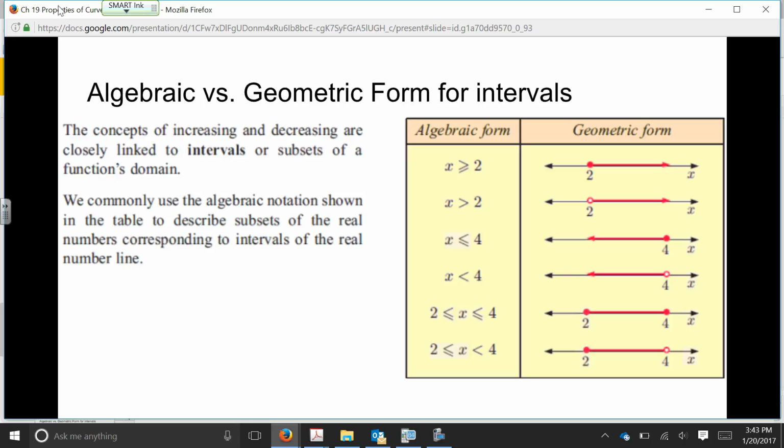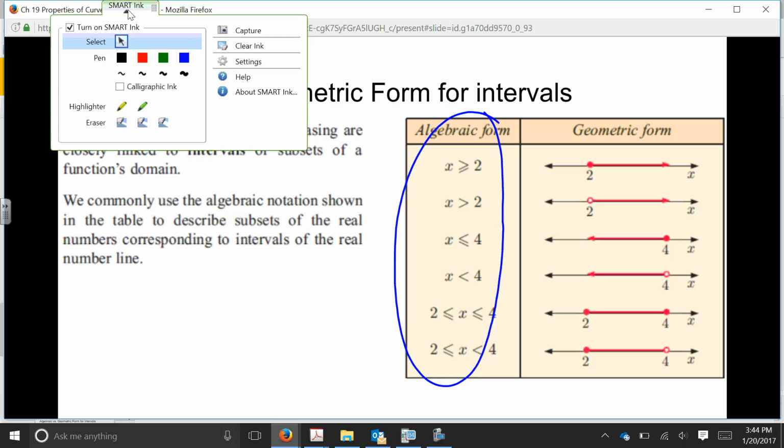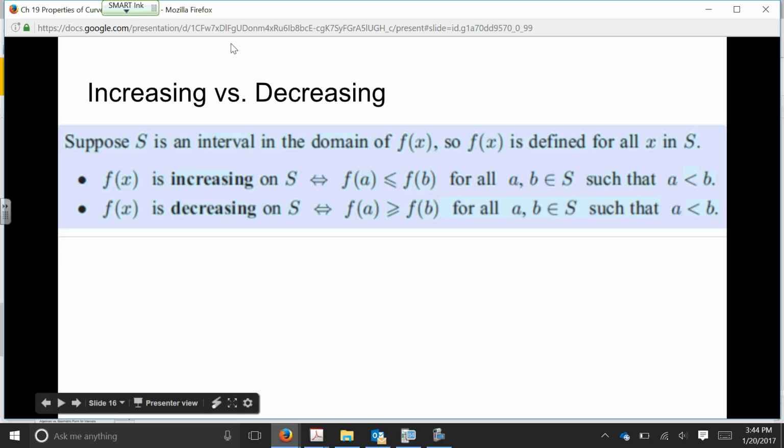So we're taking everything we've been talking about with derivatives and applying it now. So basically, the idea here is that when we talk about whether they're increasing or decreasing, we're talking about over intervals. So we're going to be focusing on these algebraic forms of how we write the intervals that we're focused on for these particular things, again, when they're increasing or decreasing.